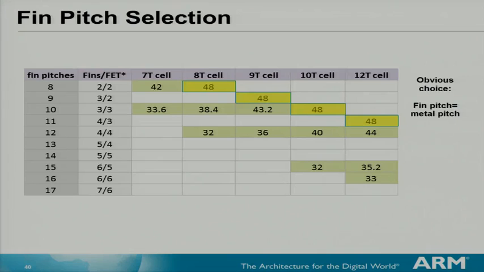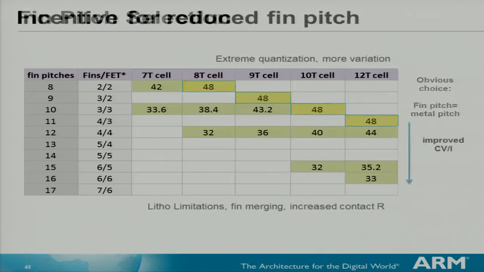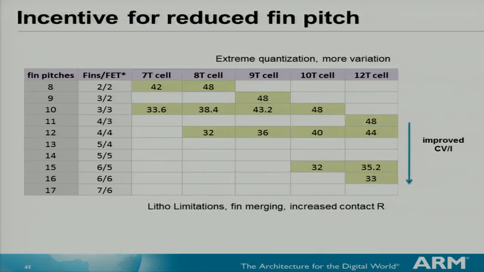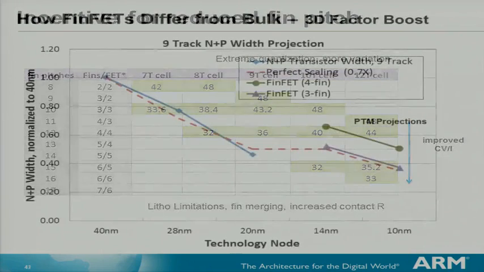Now the obvious choice is having the same fin pitch as the metal pitch, but to reduce the dead space capacitance and improve CV over I metrics, there is an incentive for going for reduced fin pitch. But that is also limited by lithography limitations, the issue of fin merging, increased contact resistances, and there are a lot of issues to be taken into consideration. But what basically tells you is that the maximum number of fins you can have per device would be generally limited to about 4 or 3 fins per FET in a standard cell library.